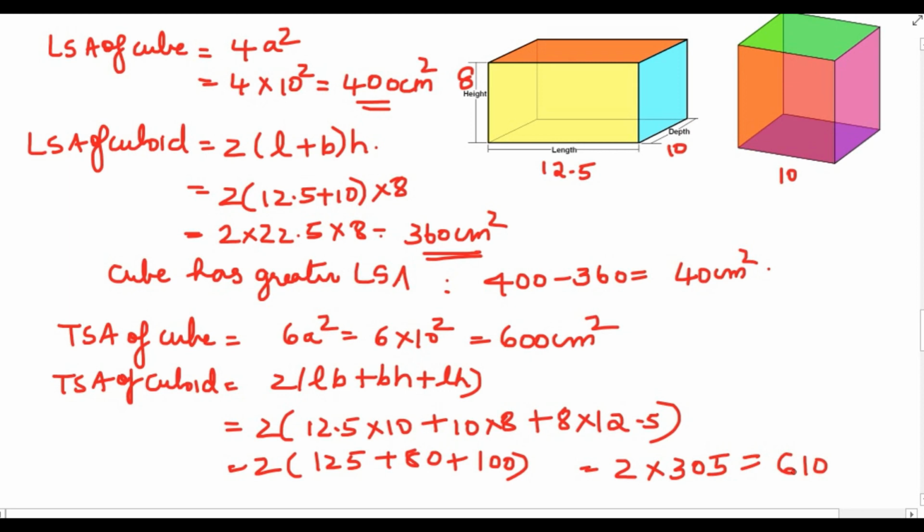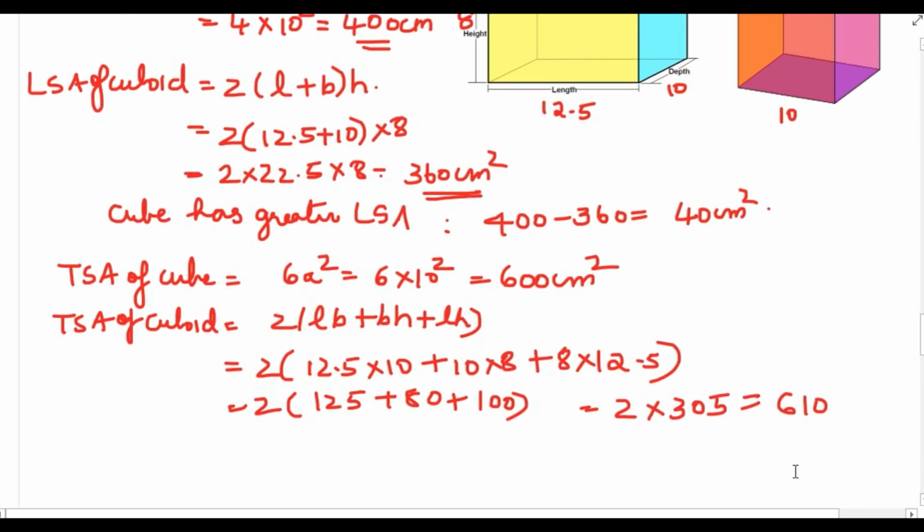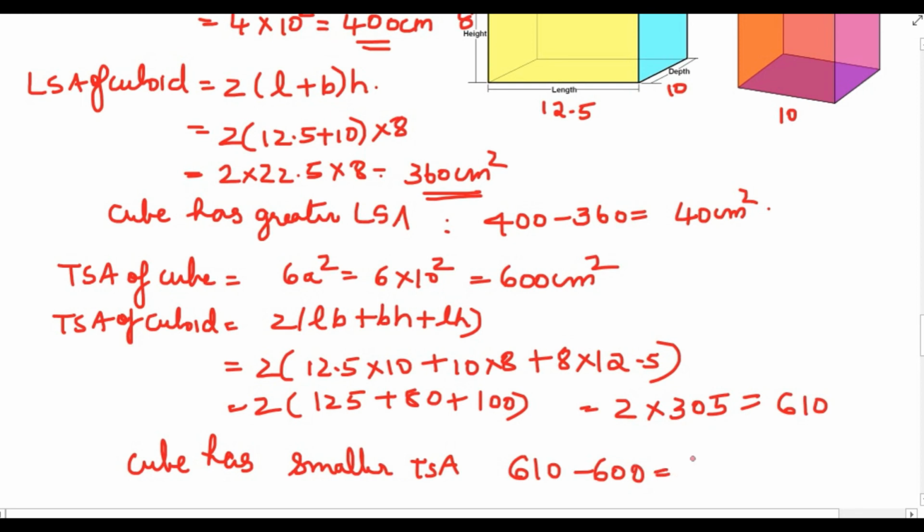So I can say that, they have asked which has smaller total surface area, the cube is having smaller total surface area. And by how much: 610 minus 600 is equal to 10 centimeter square.